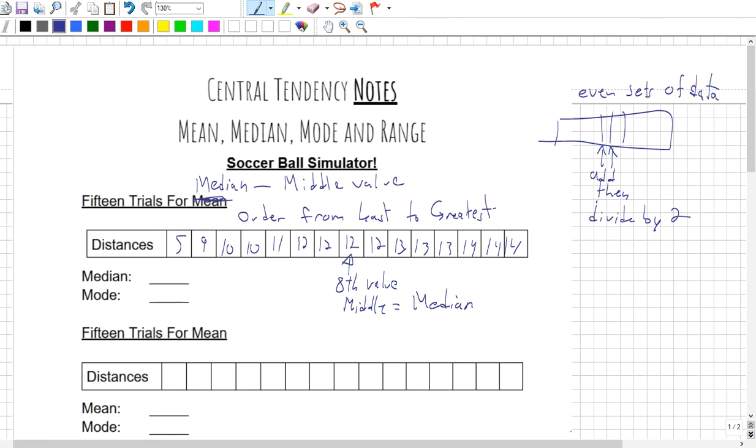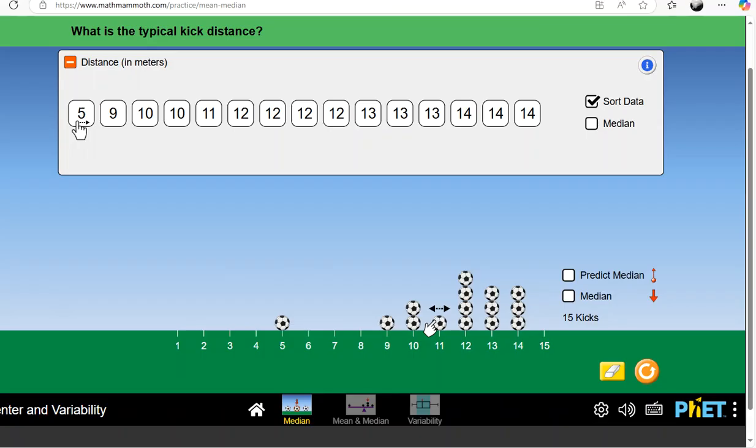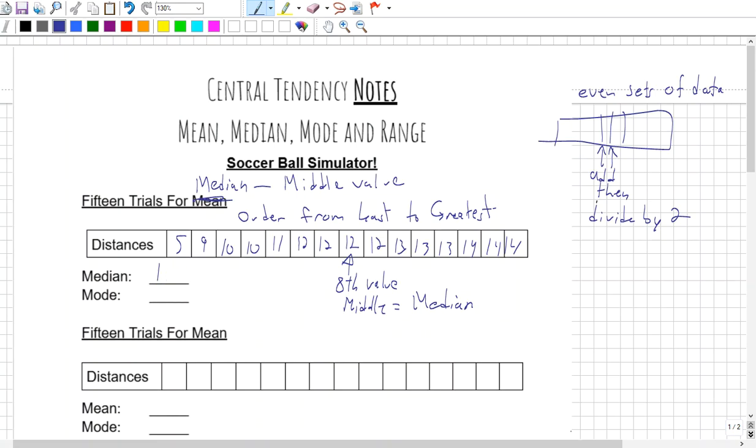Because we have an odd set of data, it's very easy to find the middle, like I said. You just count from the left to the right, and that middle 8th value will be the one. And of course, like all technology, it's very simple. You can just click a button and it will tell you what the median is. So the median in this case is 12.